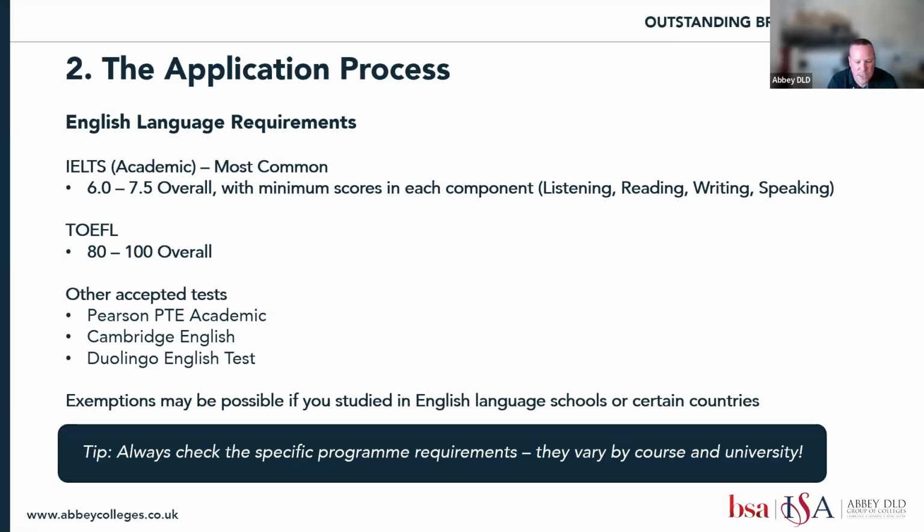But generally speaking, at IELTS level, they'll want a 6 to 7.5 overall, with minimum scores in each component. For TOEFL, 80 to 100 overall, and they also accept other academic tests as well, such as the Pearson and the Cambridge English tests. If you have studied in an English language school, or in another English-speaking country, then you may be exempt as an international student from taking the test as part of your application. But again, that's a discussion to have with the universities.